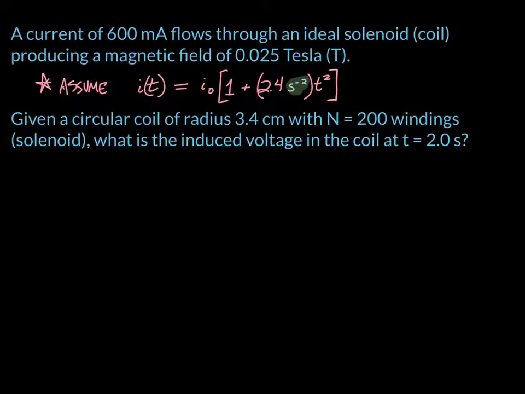So 600 milliamps goes through this solenoid, produces a magnetic field. We expect this because it's an electromagnet. We're given that time function for current, and then here's the data on this coil. It's got a 3.4 centimeter radius. We're going to need that for the area, because we're stacking up 200 coil areas. It's not just one coil area. This is the area per loop.